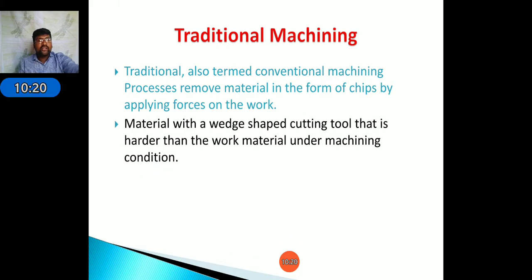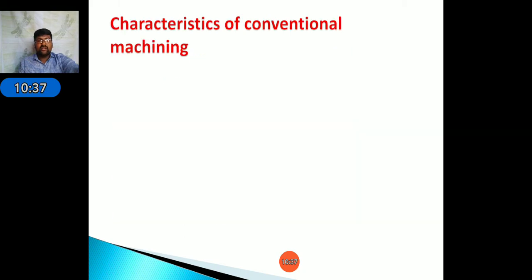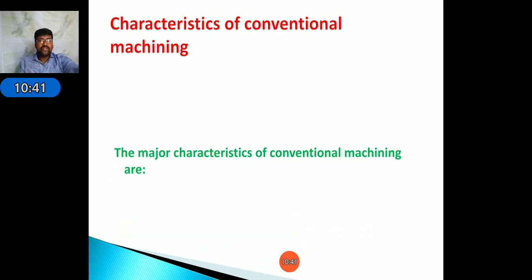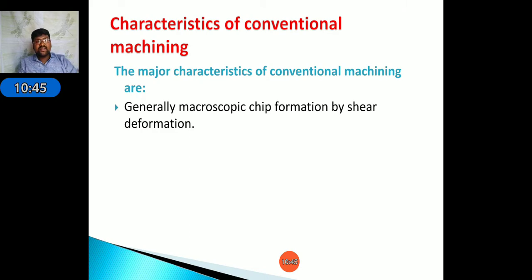Next, material is removed with a wedge shaped cutting tool that is harder than the work material under machining conditions. We can use this type of tool. For example, drilling, lathe machine, etc. Next, characteristics of conventional machining. The major characteristics of conventional machining are generally macroscopic chip formation by shear deformation.